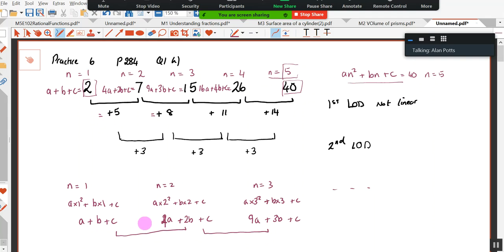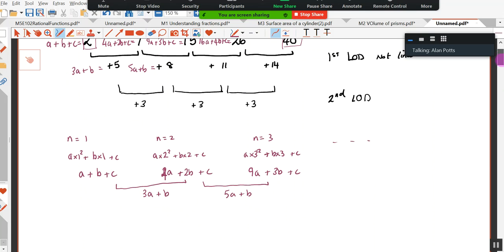Well, subtracting these left me with 3a plus b. This one is 5a plus b. So I know that 5 matches 3a plus b, and 8 would be 5a plus b. If I then go to the next level down, I can see that it's just 2a, and it would always be 2a if I'd carried on. So I know that 3 has to match with 2a.